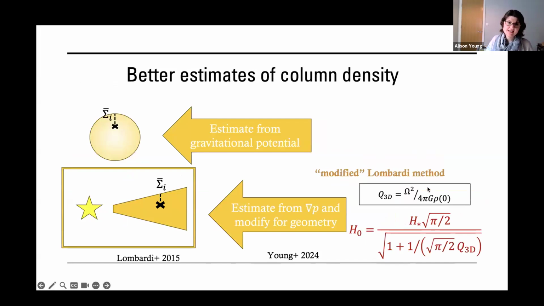We improved on this slightly by moving from spherical geometry to using the pressure gradient to estimate how embedded the particle is in the gas cloud. And then from that, we've modified it again to account for the self-gravitating disk structure. More details are in this paper, but we get pretty good estimates now of the column density throughout the disk structure, which then gives us good estimates of the optical depth.